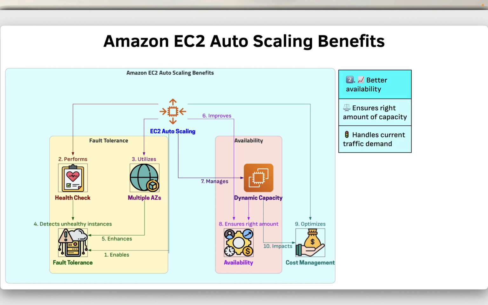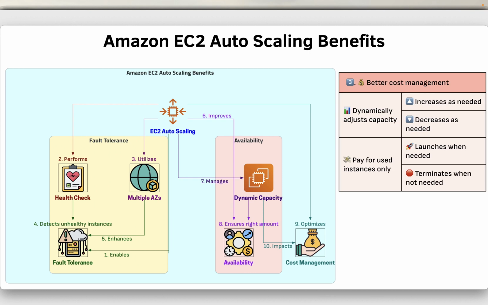Amazon EC2 auto scaling helps ensure that your application always has the right amount of capacity to handle the current traffic demand. Amazon EC2 auto scaling can dynamically increase and decrease capacity as needed because you pay for the EC2 instances you use. Thereby you save money by launching instances when they are needed and terminating them when they are not.